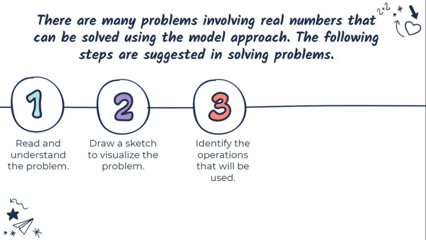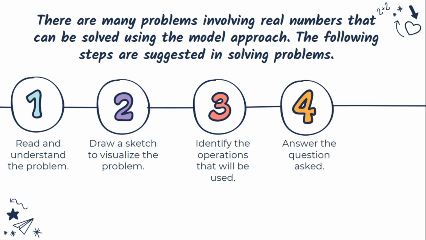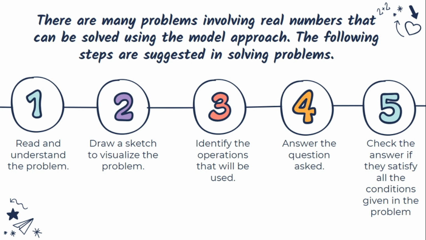Next is number 3, identify the operations that will be used. So, let's find out what operation we will use. Okay, what we used earlier, we found out that we should have the fractional form of part over whole. Okay, or addition or subtraction. After that is to answer the question asked, and after that, we need to check the answer if it satisfies all the conditions given in the problem. Just like what we did in the pizza, by checking if one student really gets 1/4. So, 1/4, we added it 4 times. So, we got 1 whole of the pizza itself.